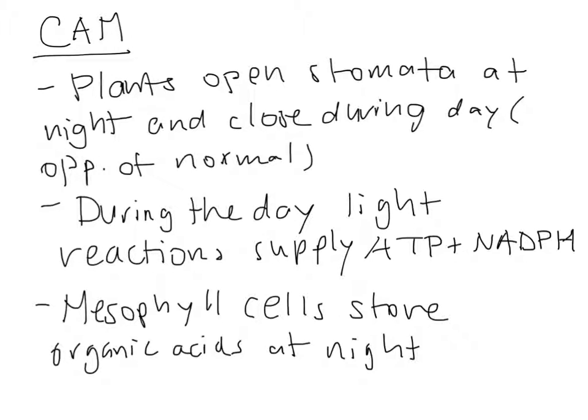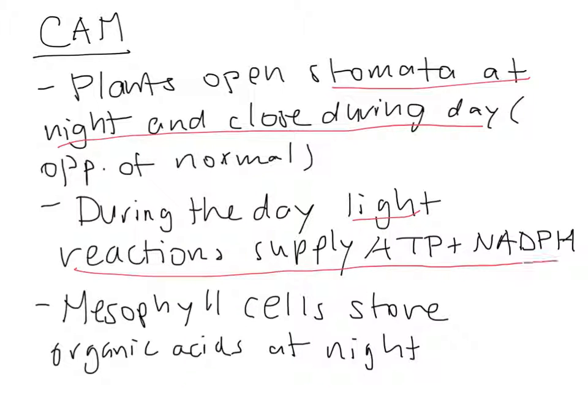The second type of photosynthesis I'm going to be talking about is CAM, or crassulacean acid metabolism. So in these types of plants, stomata are open at night and closed during the day, which is the opposite of normal. And during the day, light reactions can supply the plant with ATP and NADPH for the Calvin cycle.